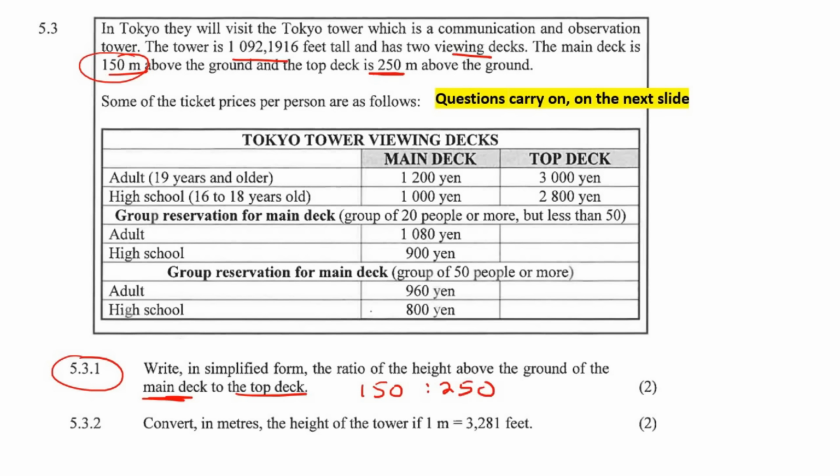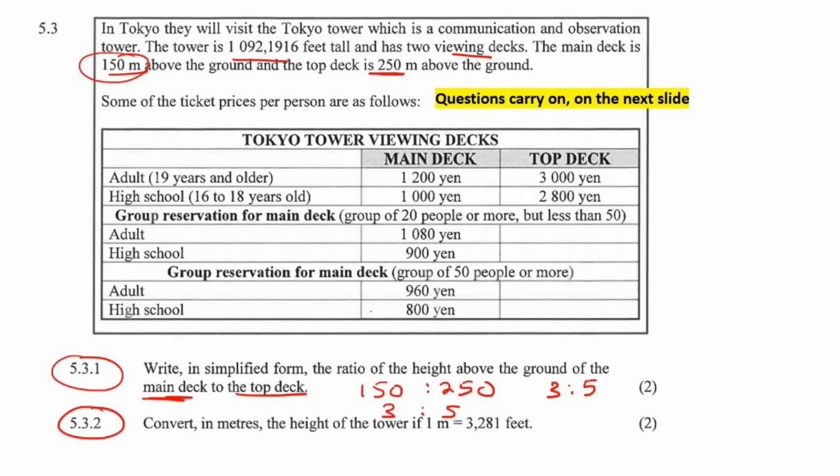But now they said in simplified form. So you can simplify this a little bit. What number can go into both of these? Well, one number is 50. So 50 can go into here 3 times. And 50 can go into here 5 times. And can 3 to 5 go any smaller? No, it can't. So that is the most simplified answer.